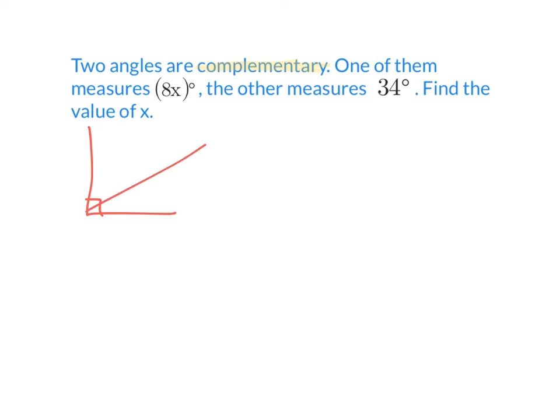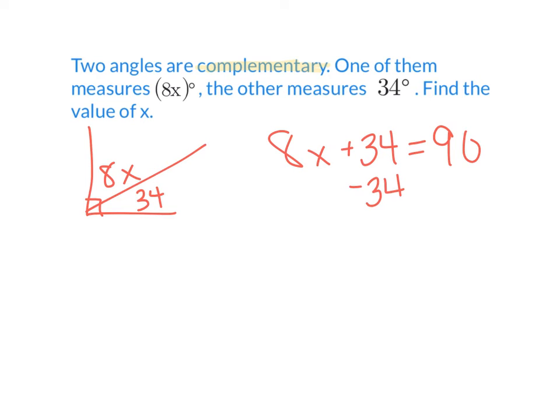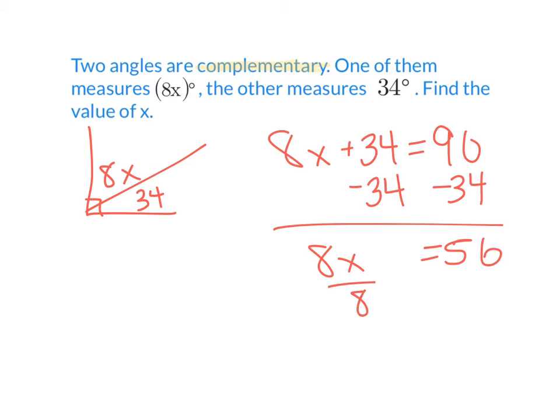I'm just going to split it. One of them is 8x. One of them is 34. Because they are complementary, that means I can add them together to equal 90 degrees. So if I solve by subtracting 34 from both sides, I get 8x equals 56. Divide by 8, x equals 7.